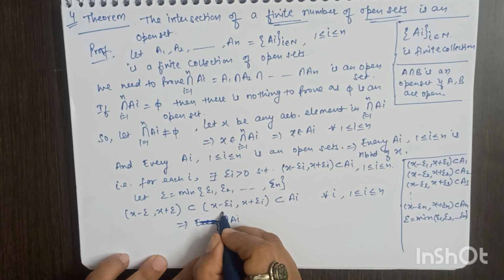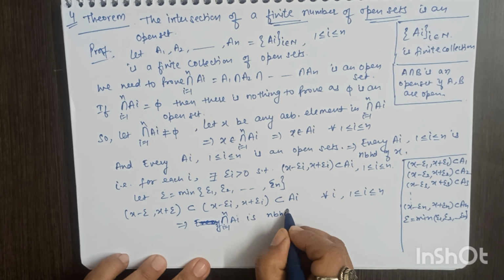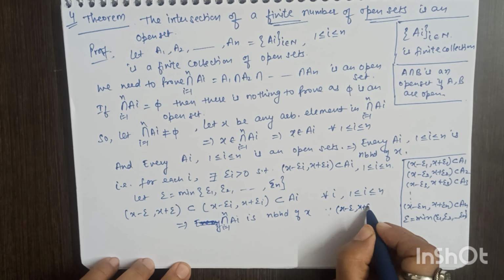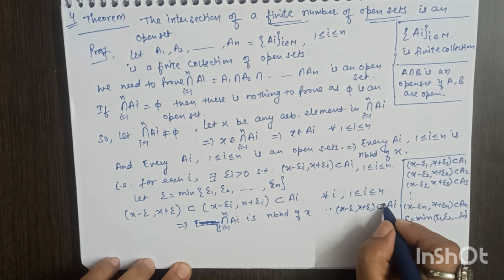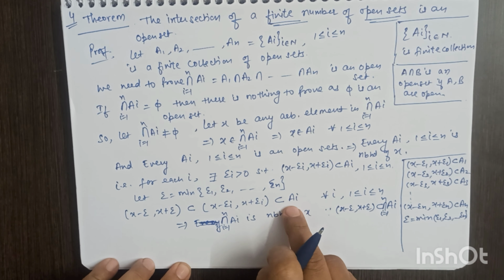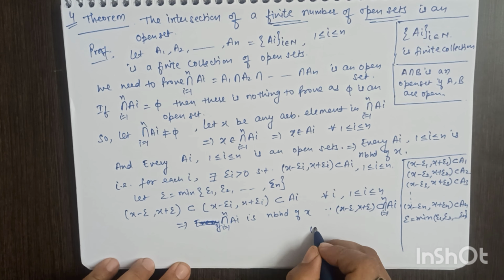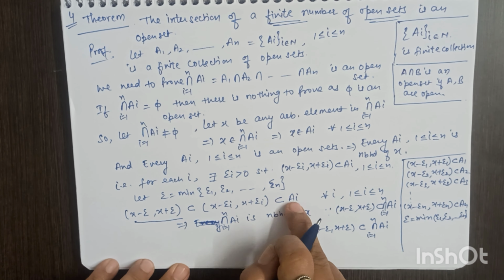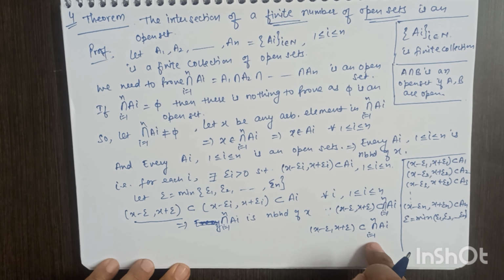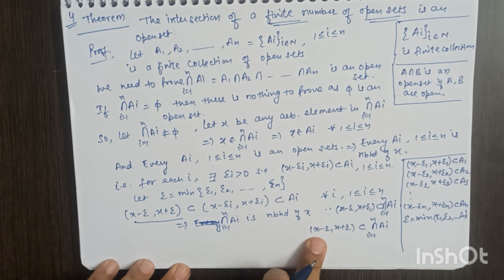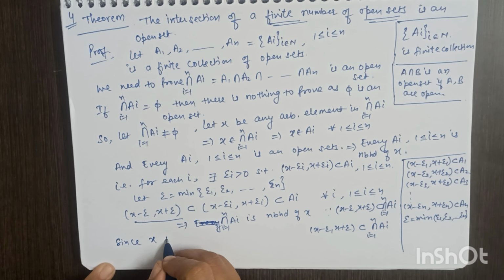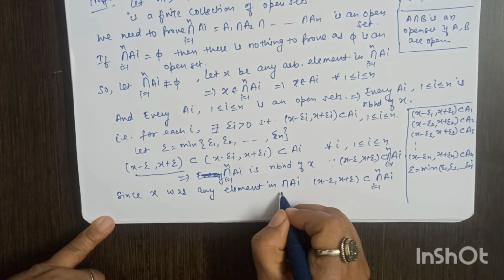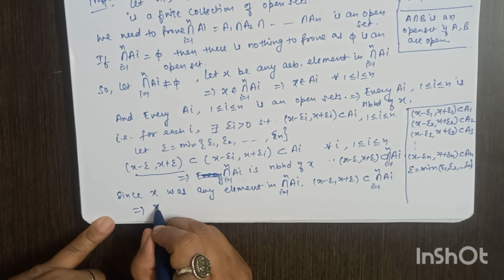So the intersection of Ai is a neighborhood of x now. Why? Because the interval containing x is a subset of the intersection of Ai. Because it is going in every Ai, it must be going in the intersection of Ai. Since x was an arbitrary element, the intersection of Ai is a neighborhood of each of its points, and hence the intersection is an open set. So by this we have proved the result: the intersection of a finite collection of open sets is open.